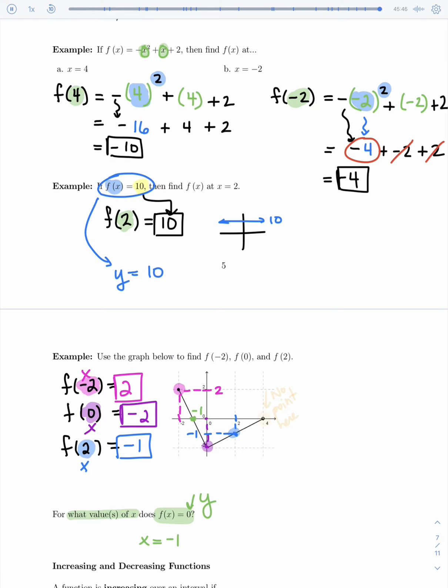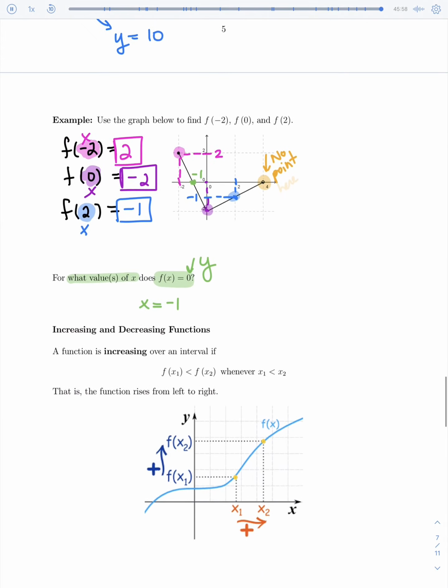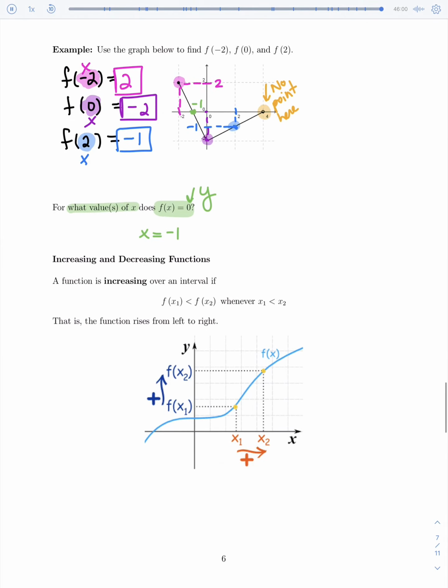As a warning, I am not including this point at 4 for a reason, because it's an open circle, meaning that there is no point here. Had there been a filled-in circle, then yes, I would also include 4 as a point. But there's not. So that's it. I'm just going to include x equals -1, and I'm done.